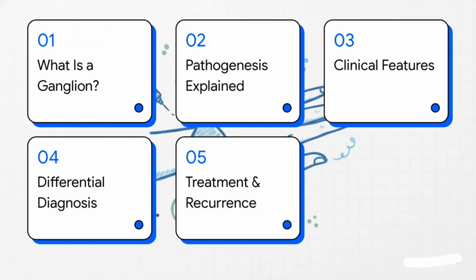To crack this case, we're going to follow a strict clinical workup. First, what is a ganglion? Second, the pathogenesis explained. Third, identifying clinical features. Fourth, differential diagnosis. And finally, treatment and recurrence.